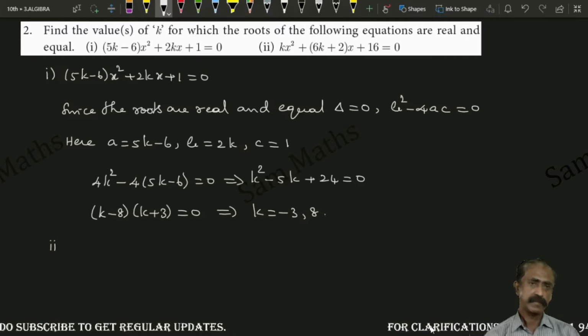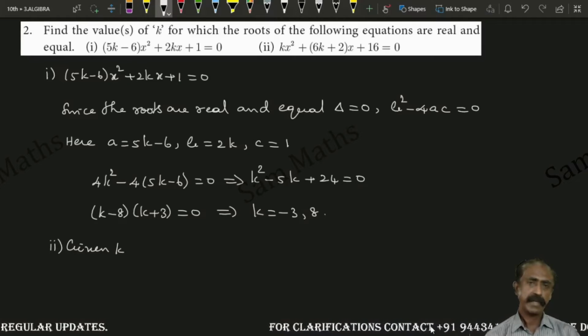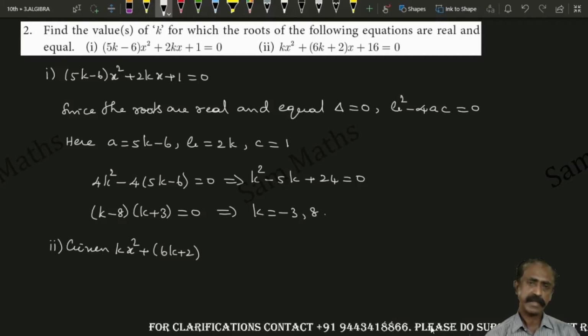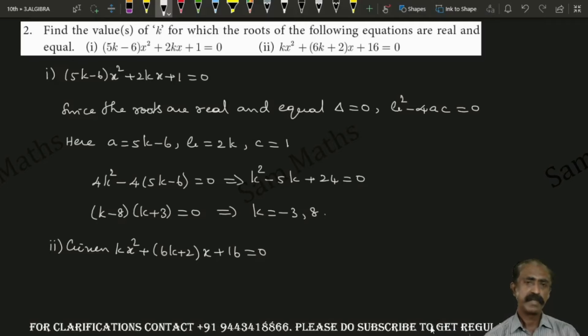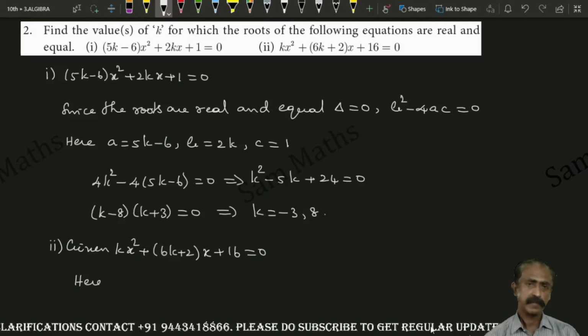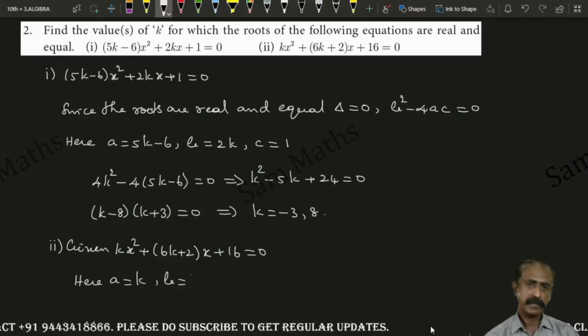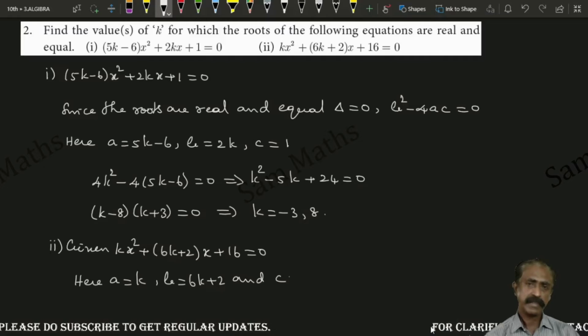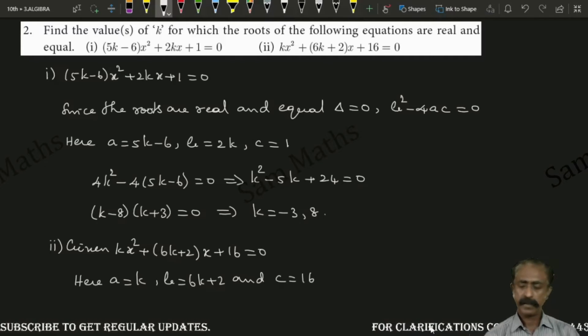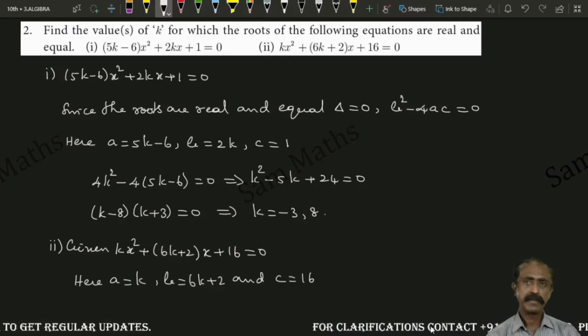Second question, given kx square plus (6k plus 2) x plus 16 equal to 0. Here a is equal to k, b is equal to 6k plus 2 and c is equal to 16. Now we can use the condition for the roots are real and equal.